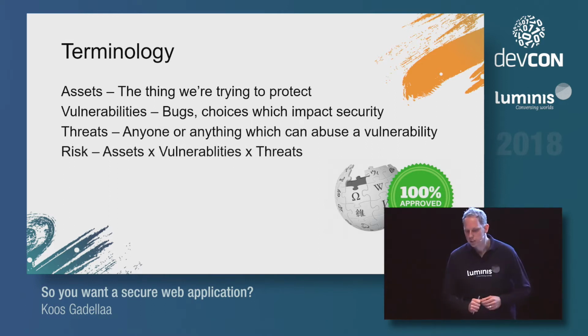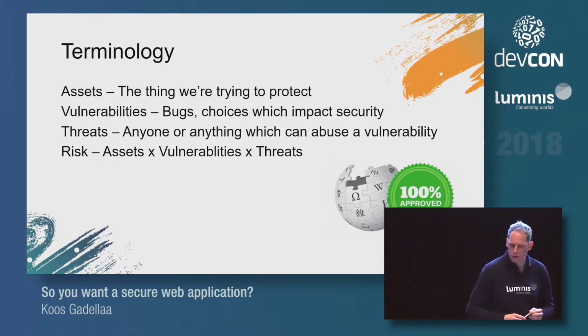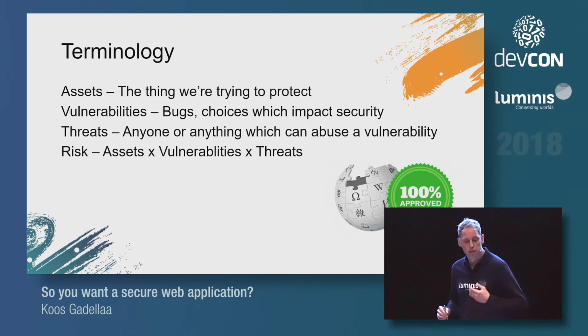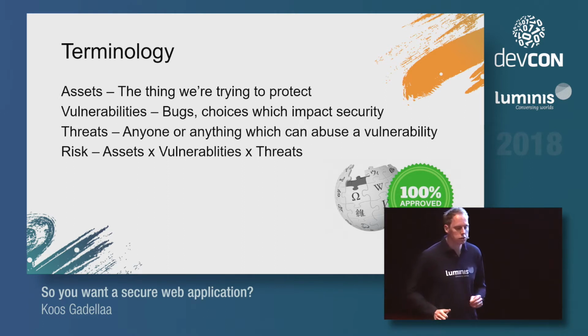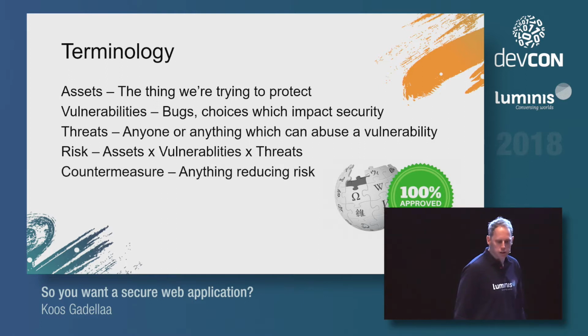Then I'll start talking about risks. When I'm talking about risk, that's just a function of assets, vulnerabilities, and threats combined. So when the value of the assets is higher, it means more risk. When there are more vulnerabilities, or a bigger vulnerability, it means more risk. And similarly, when the threat is higher, when there are more people being able to abuse the vulnerability, then the risk is higher. So it's really simple and abstract. And the last thing which I'll be talking about are countermeasures, and that's just anything which reduces risk.